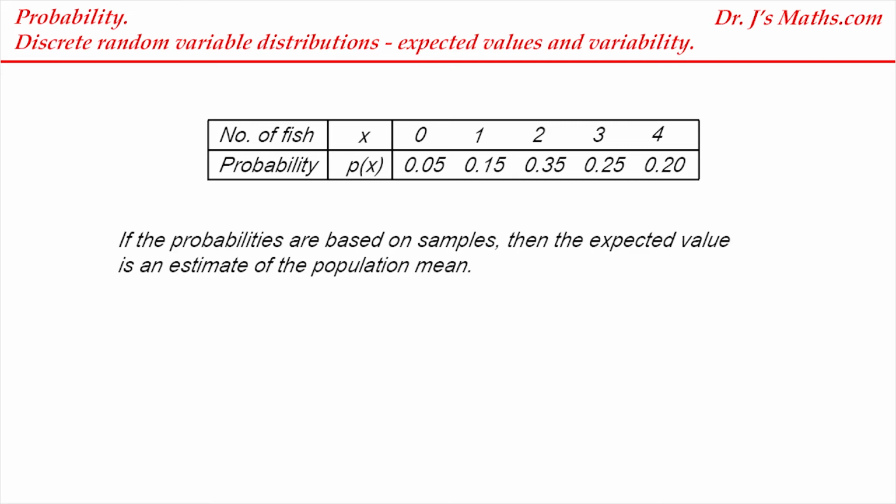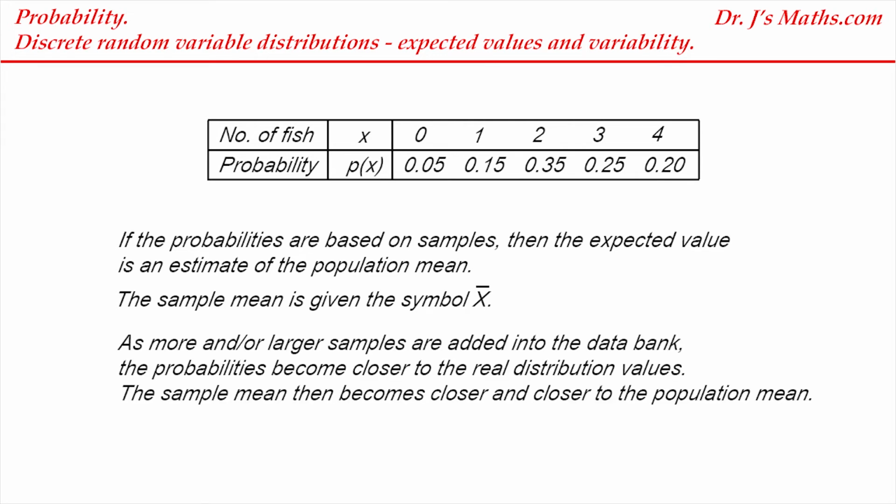If the probabilities are based on samples, then the expected value is an estimate of the population mean. The strategy for calculating is exactly the same, however. The sample mean is given the symbol x, or the name of the variable, with a bar over the top of it. As more and or larger samples are added into the data bank, the probabilities become closer and closer to the real distribution values, and the sample mean then becomes closer and closer to the population mean.